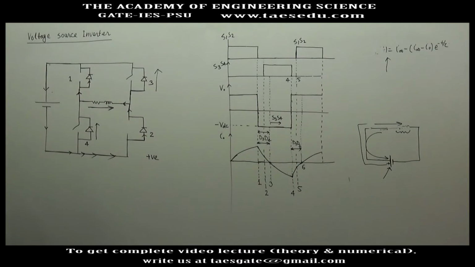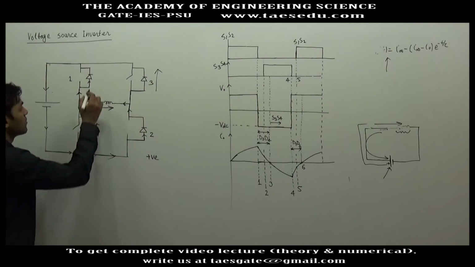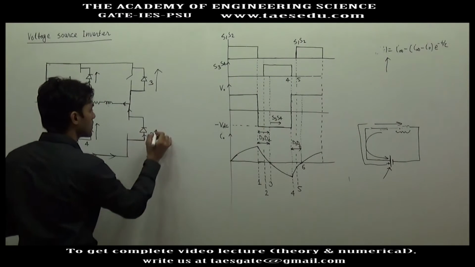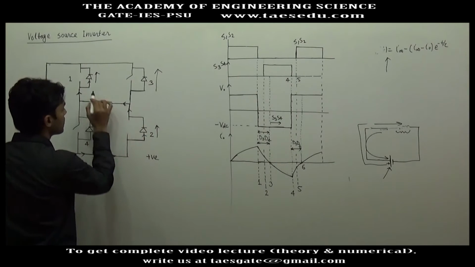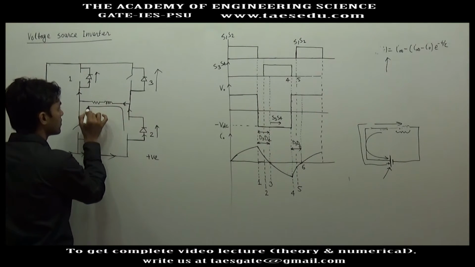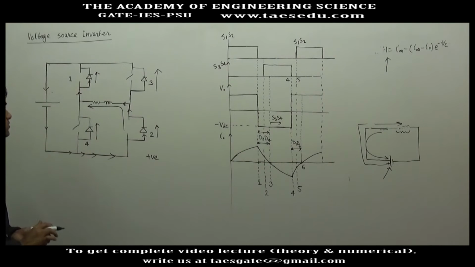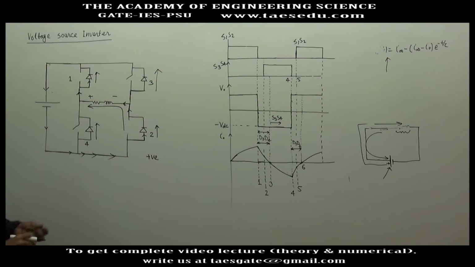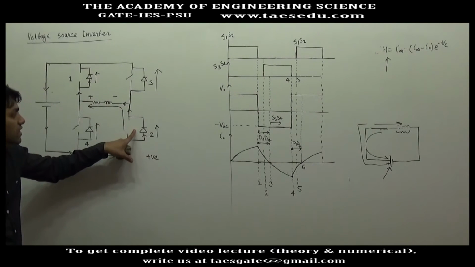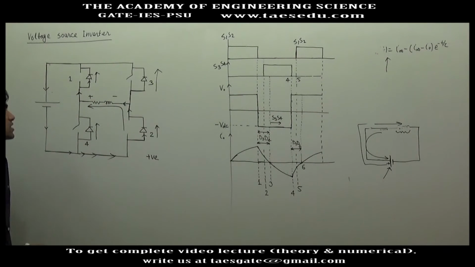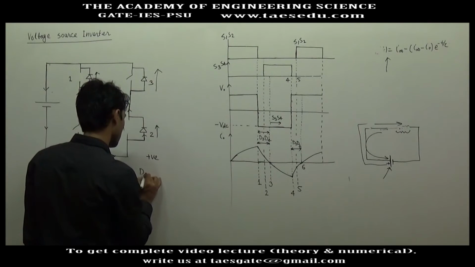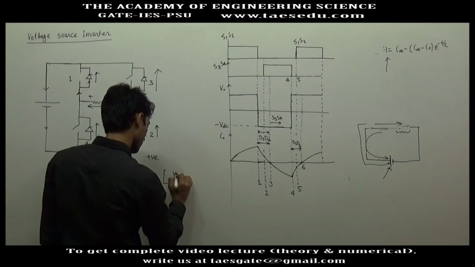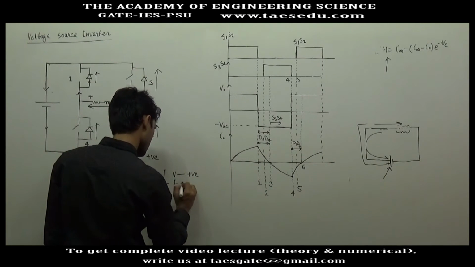Similarly for D1 and D2, D1 will support current in upward direction, D2 will support current in upward direction. So D1 and D2 will support negative current. Okay, this is positive reference, negative reference voltage. And whenever D1, D2 conduct, positive leg conducts, it means voltage will be positive. So for D1, D2, V is positive, and I is negative.